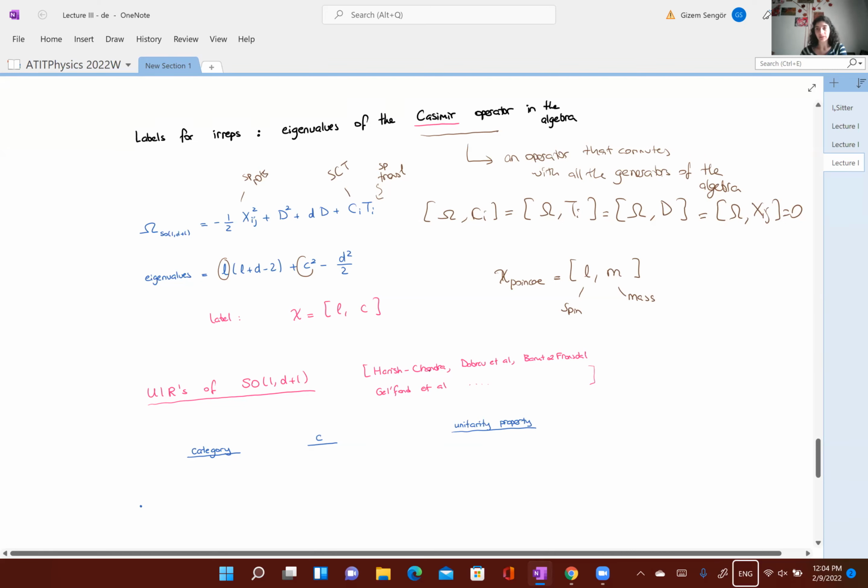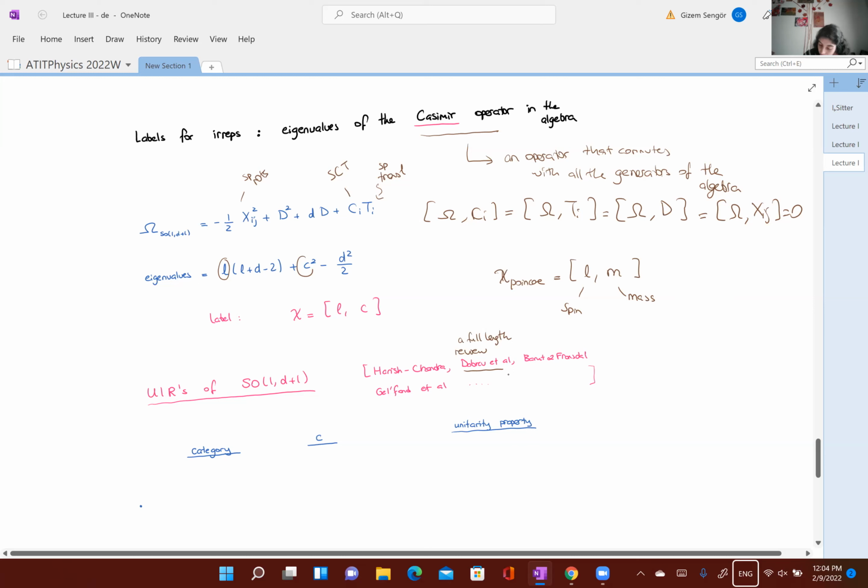And then, of course, other people worked on it. And today, there are even pedagogical books on it. So there is one book by Dobrev and collaborators. How to say, a full-length review on the subject. But okay, so maybe this is not so easy to read all at once.